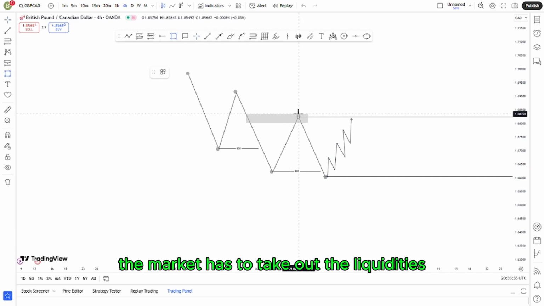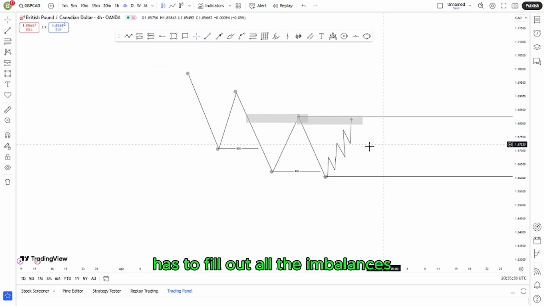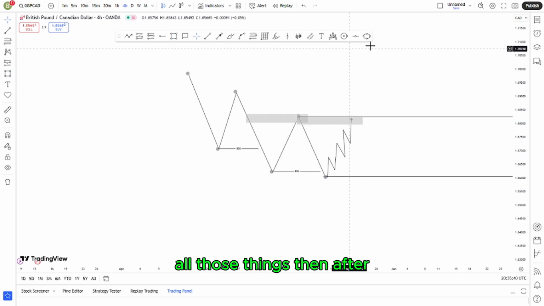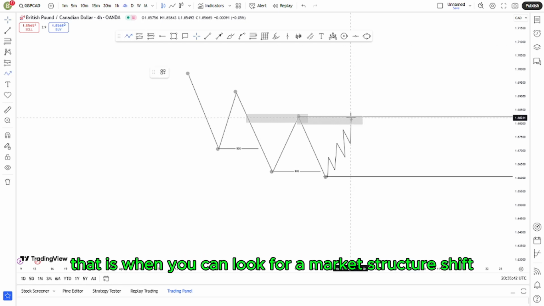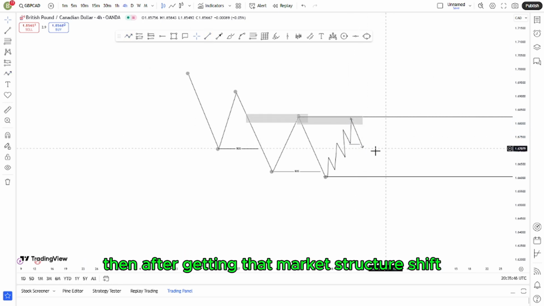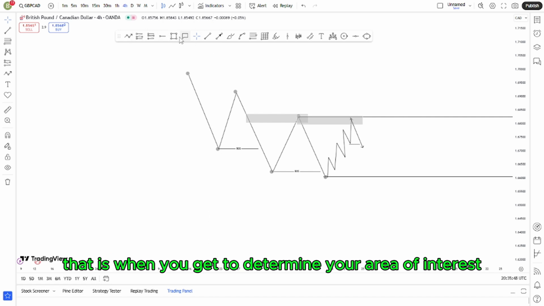The market has to take out the liquidities, has to fill out all the imbalances, all those things. Then after that is when you can look for a market structure shift just like that. Then after getting that market structure shift, that is when you get to determine your area of interest.